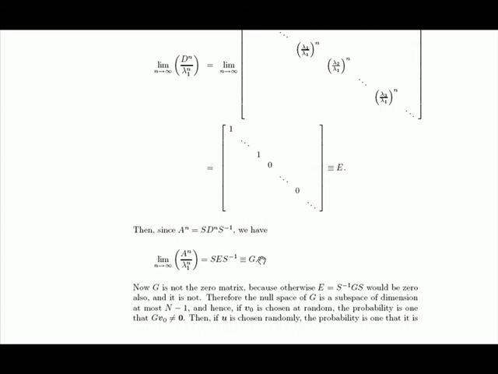So that's one way you could find the largest eigenvalue: simply raise A to a large power and then compare A to the n to A to the n minus 1. They're going to be scalar multiples of each other, and the scalar multiple will be lambda 1.